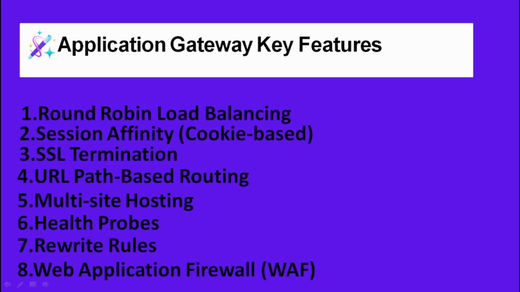Now the third key feature is SSL termination. SSL termination allows Application Gateway to decrypt the HTTPS traffic at the gateway level. Normally, each backend VM gets certs and tries to decrypt the secure traffic, and due to this kind of activity, usually the CPU gets high utilization. So with SSL termination, the gateway will handle all the HTTPS decryption, and the VM will just focus on serving the request.